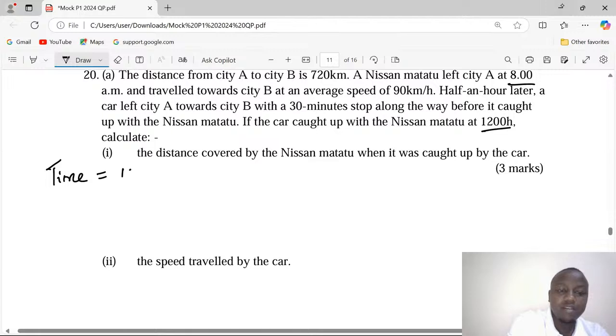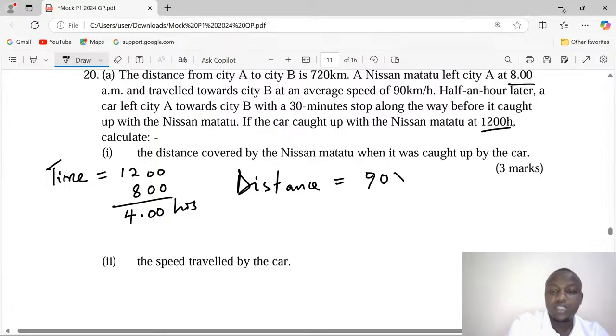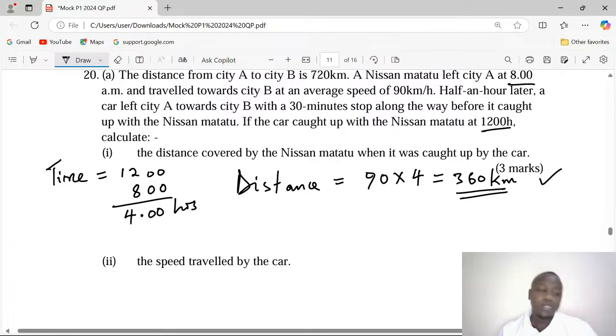Time is usually given by, you subtract the arrival time, or the time it was caught up, from the time it began the journey. So this will be 4:00 hours. So it is 4 hours 0 minutes. Now with the hours as 4, then we can say that the distance it had covered within all that time will be the speed of 90 times the 4 hours it had moved to give us 360 kilometers distance. 360 kilometers.